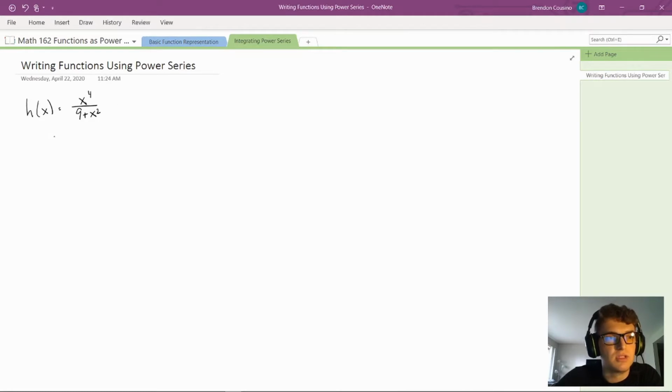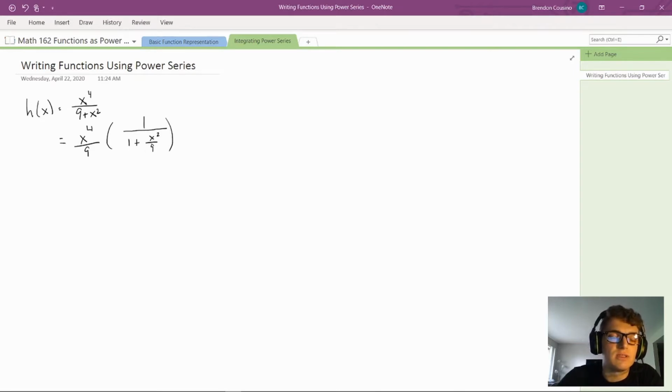Okay, so to start out doing that, we're going to pull out this x to the fourth, and then we're also going to pull out a 9. So we're going to pull out a 9 out of the denominator. And then what we're left with is 1 over 1 plus x squared over 9. Okay, and then we want to get this into the form of what a geometric series converges to.